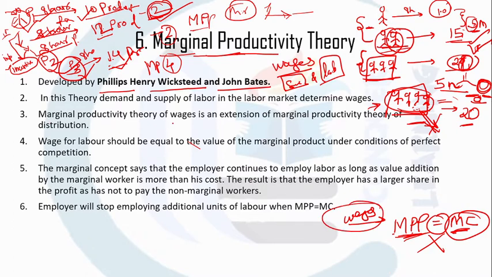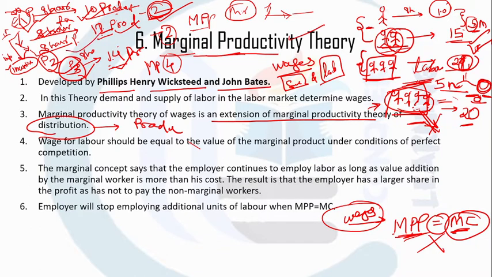So the marginal productivity theory of wages is an extension of the marginal productivity theory of distribution. Distribution is related to the product. Right? Maine yahan par jo example diya, woh product se diya, aur yahan par jo example diya, woh labor ke terms mein diya. So this is your marginal productivity theory of wages and this is the marginal productivity theory of distribution. Wages for labor should be equal to the value of marginal product under the conditions of perfect competition.